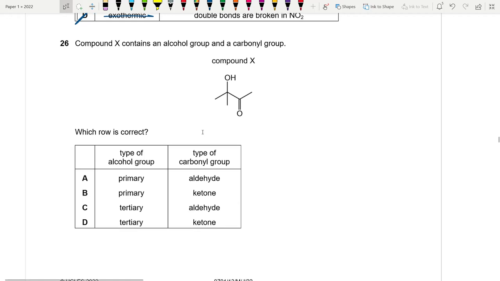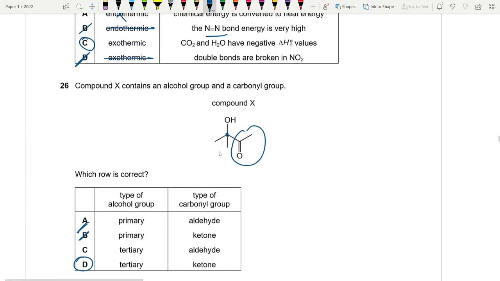26. Compound X contains an alcohol group and a carbonyl group. Which row is correct? This type of alcohol is actually tertiary. Okay, and what is the type of carbonyl group? This is a ketone. So 26 is actually D. Okay, and an aldehyde looks like this.